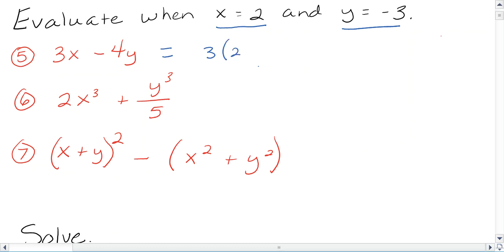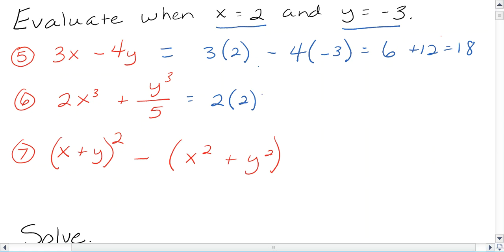So where the x is, I put a 2. Where the y is, I put a -3. Go ahead and multiply. We'd have 6 plus 12 is 18. In this second example, again, plugging in the values for x and y, I'd have 2 times 2 to the third plus -3 to the third over 5.